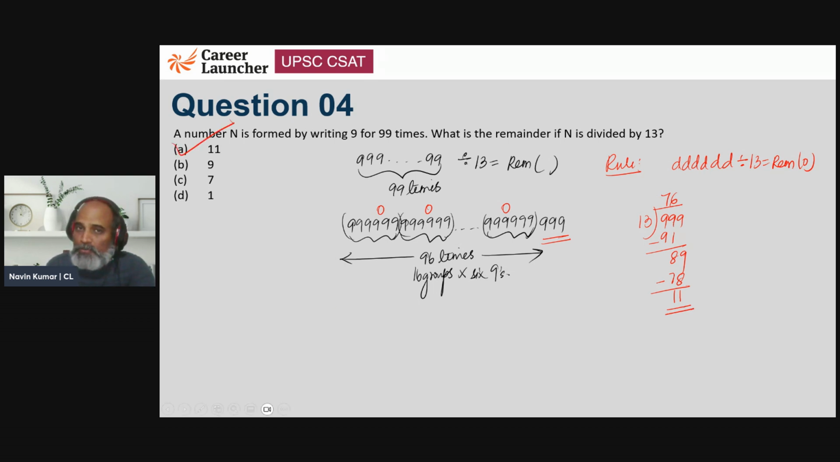So if you do not know this rule that a digit written 6 times when divided by 13 gives us a remainder of 0, we will most likely not be able to answer this question.